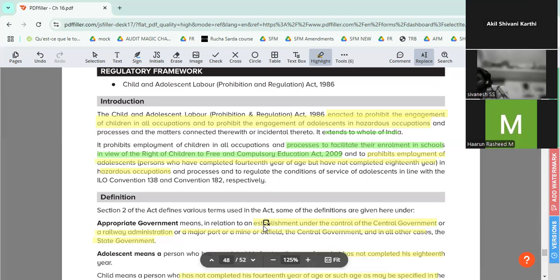What about children above 14 but who are not yet 18? It prohibits the employment of adolescents, that is persons who have completed 14th year of age but have not completed their 18th year, in hazardous occupations and processes, and to regulate the conditions of service of adolescents in line with the ILO. What is ILO?